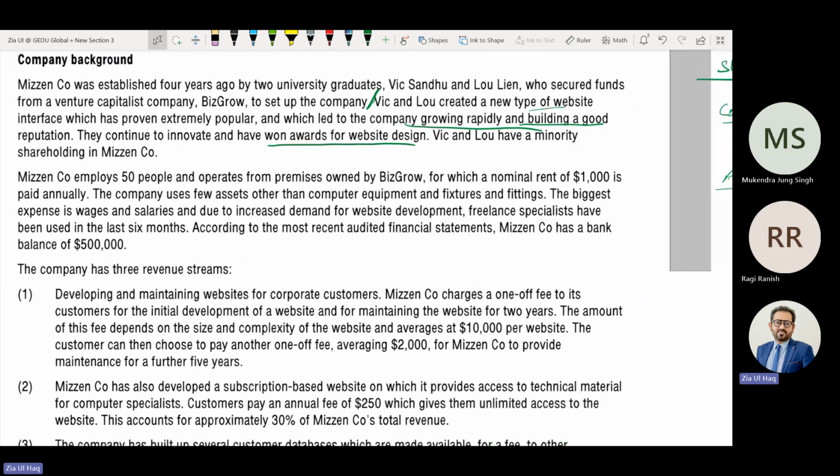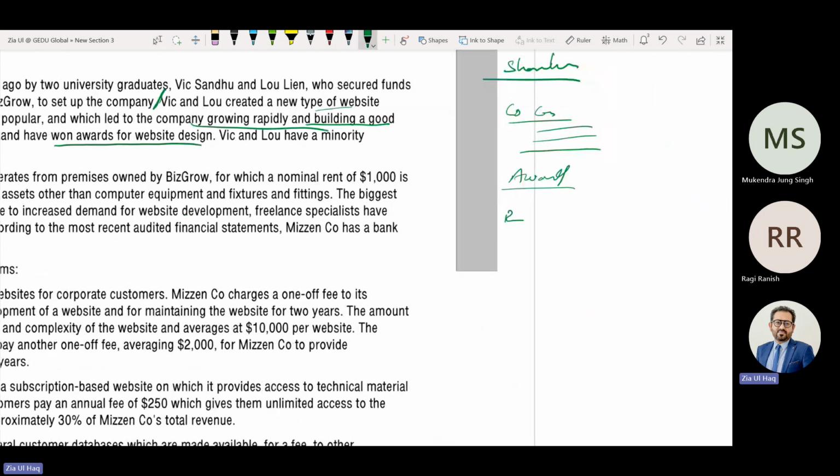Mizzen Company employs 50 people and operate from premises owned by BizGrow, for which a nominal rent of 1,000 is paid annually. First, they are having 50 employees. So we'll put a heading employment. So we need to see the employment contract regarding if after acquisition we need to make some of the employees redundant, whether we need to pay any redundancy payments due to contractual breach. Additional information for this will be employment contract.